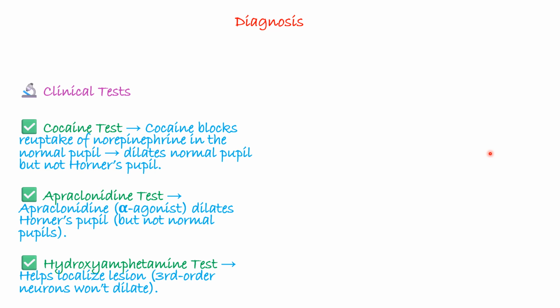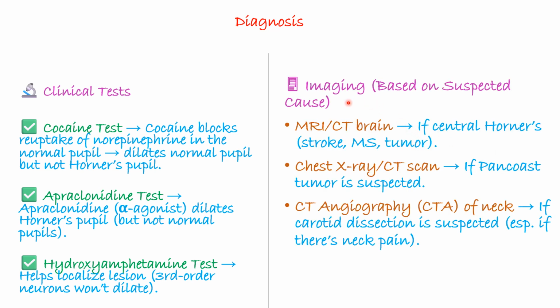Next we shall have imaging, and this is based on the suspected cause. We can have MRI or CT of the brain if the Horner's is central, where you look for a stroke, MS, and tumor. Chest X-ray or CT scan if you suspect a Pancoast tumor. And how do you suspect? From the history, a patient comes in with chronic cough, and the patient is a smoker. In addition to that, CT angiography of the neck if you suspect a carotid dissection, especially if the patient presents with neck pain.